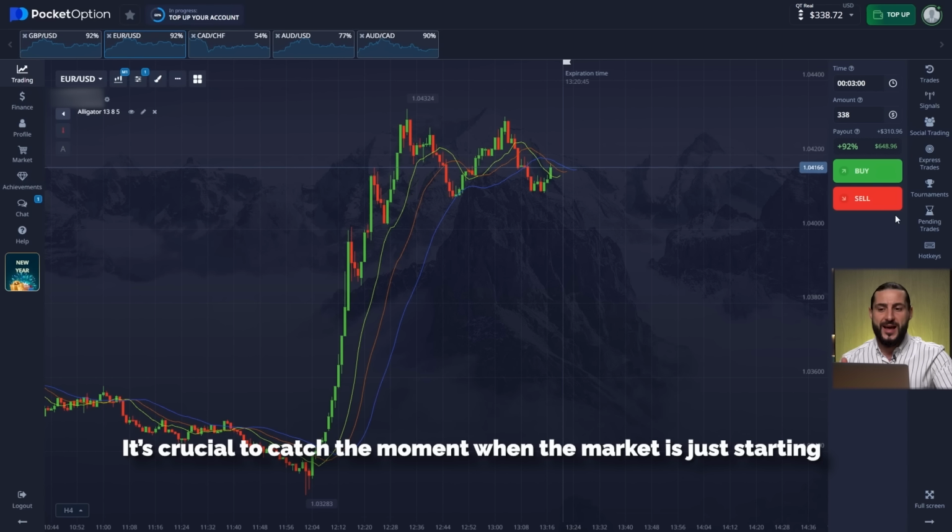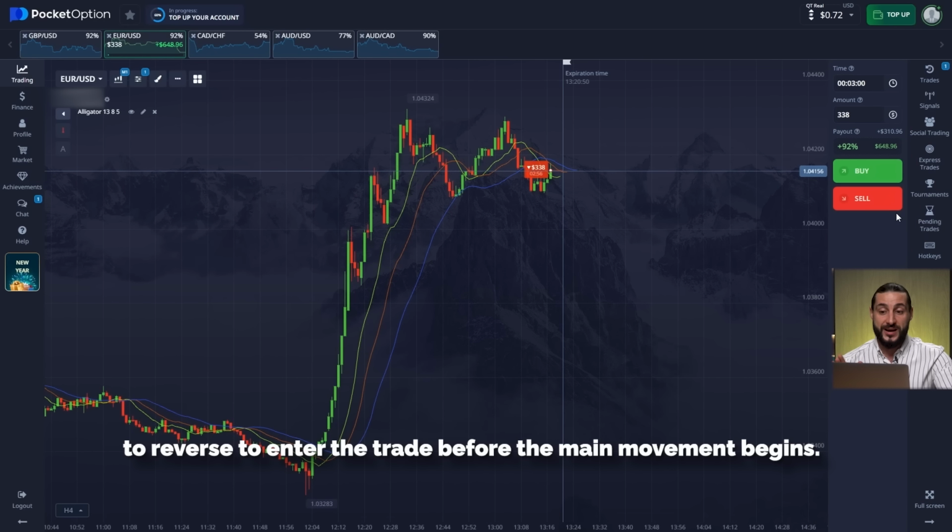It's crucial to catch the moment when the market is just starting to reverse to enter the trade before the main movement begins.